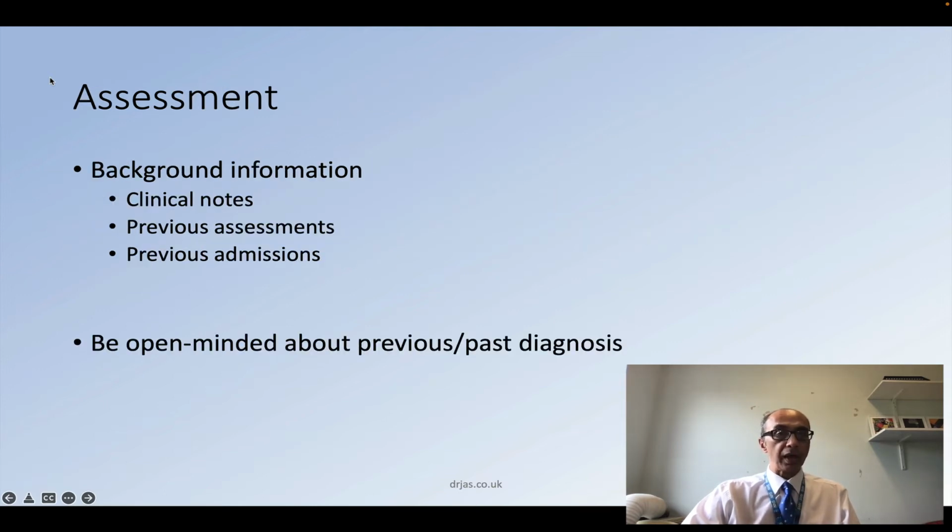So, how do you start? Very important to look at background information. So, before I see a patient, I will have a look at their previous notes, their previous assessments, their previous admissions. However, it's important to be open-minded about previous and past diagnoses. If you don't think something fits, as a doctor, you should have the confidence to challenge a previous diagnosis.